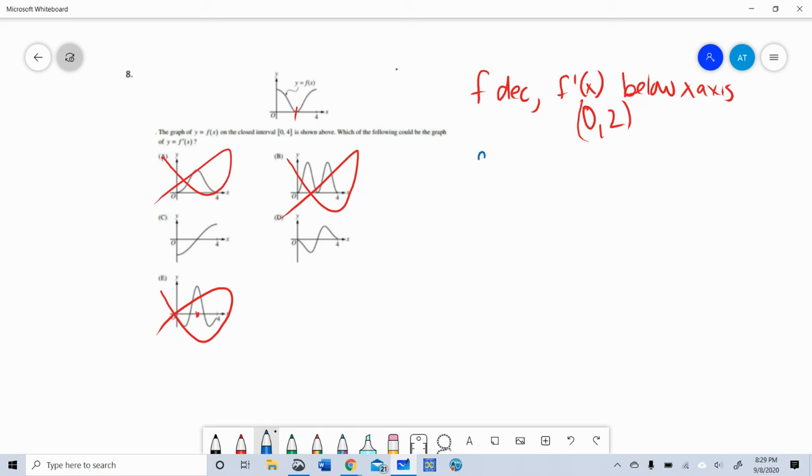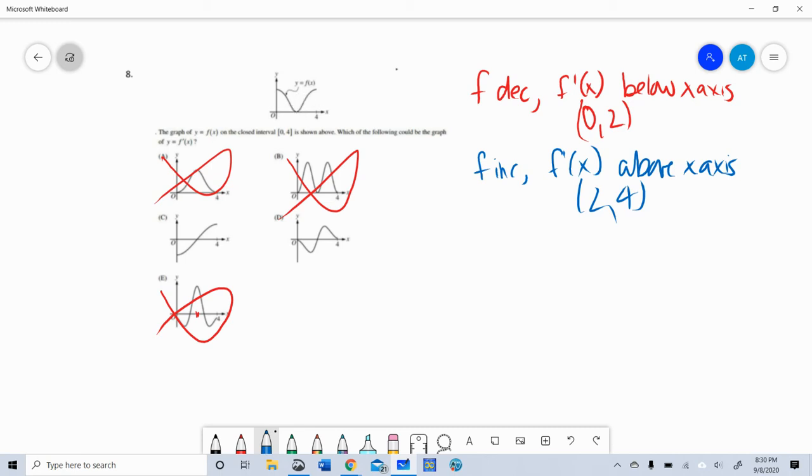And then we want to look for something where f is increasing. If f is increasing, then f prime of x is above the x-axis. And so we'd see that from 2 to 4. And you'll notice that we see that in both C and D. So we can't really eliminate either one of those. So now we have to get a little bit smarter about what we're doing.